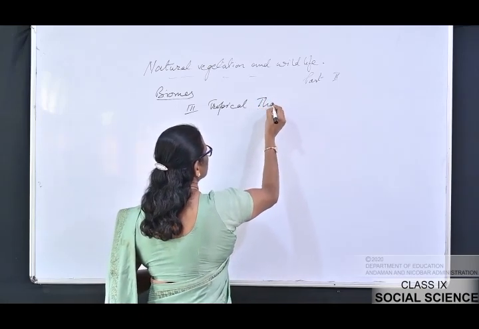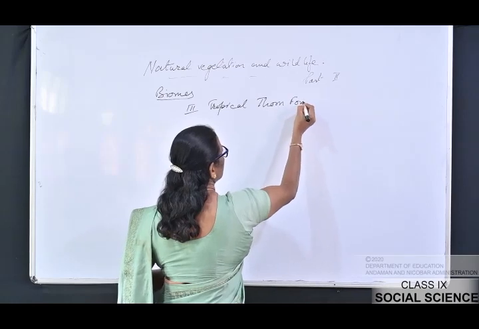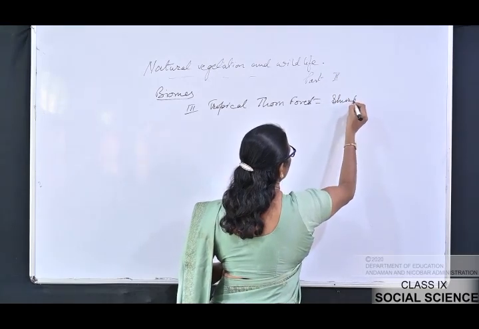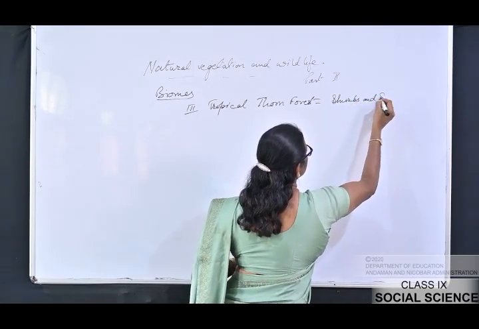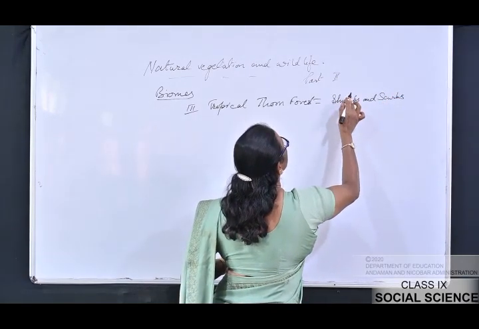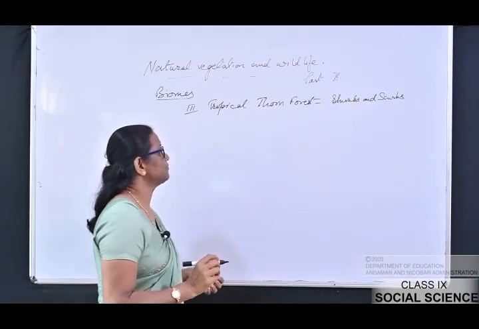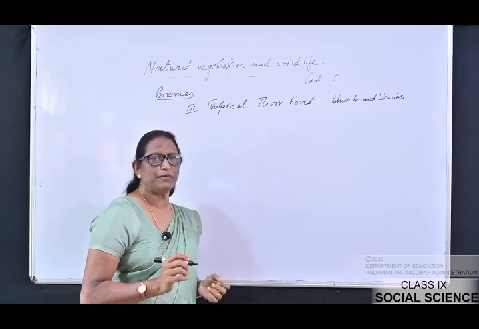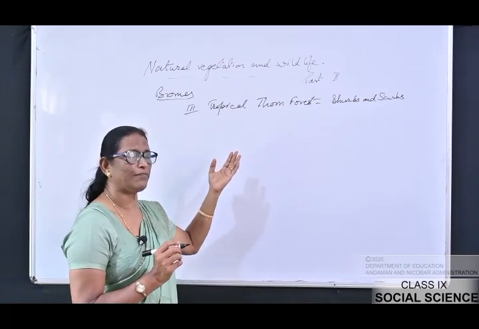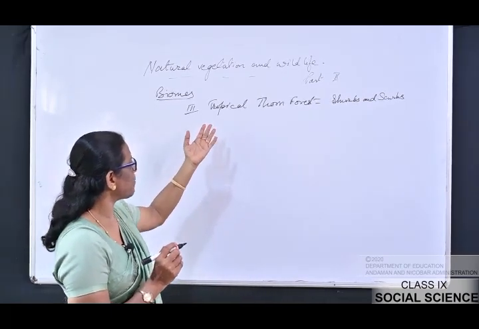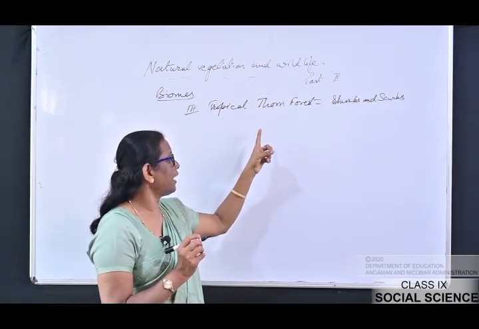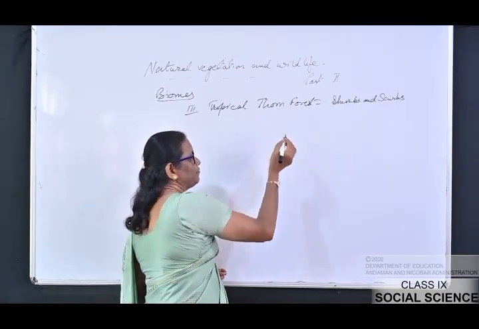Thorn forest. This thorn forest has shrubs and scrubs. So in this way, this thorny type of vegetation, I told you characteristics. First we have to go through the characteristics. So tropical area, last class I told you where is the tropical area. Tropical region, in the desert area, the thorn type of forest is found.